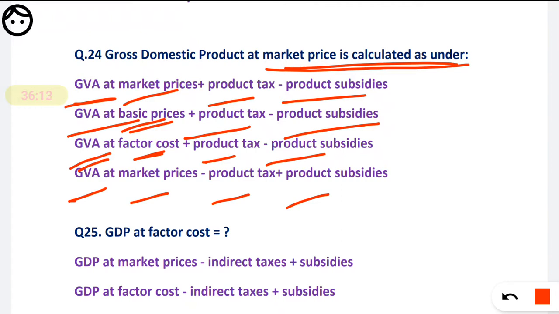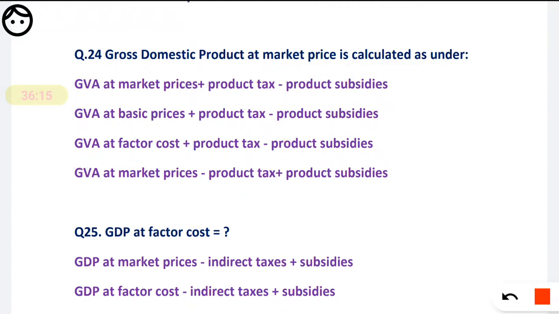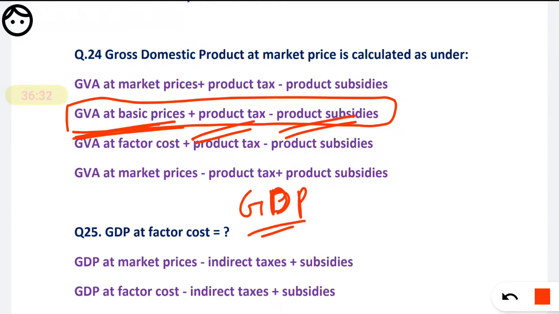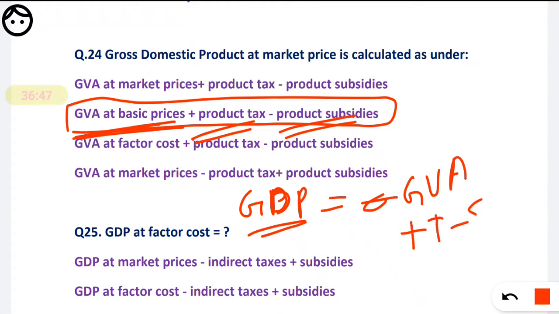So basically, friends, GDP is the GVA at a basic price plus the taxes minus the subsidy. See, for GDP we have to find all the income, that means we have to find the gross domestic product. So whatever taxes we pay should be added in the GVA, the taxes should be added and the subsidy should be subtracted.